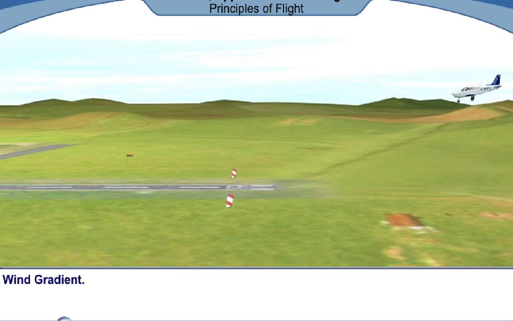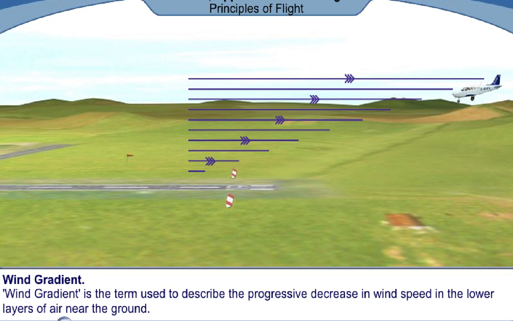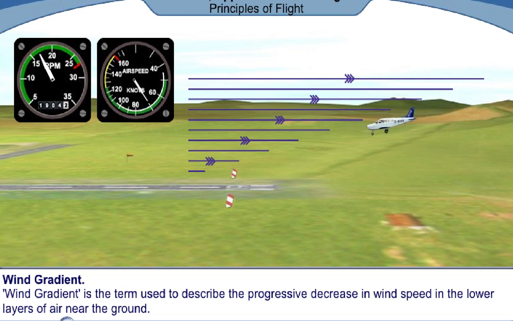In the circuit, the term wind gradient refers to the progressive decrease in wind speed in the lower layers of air near the ground. It's most pronounced when a strong wind is blowing over uneven ground surfaces. On your screen you can see this wind gradient represented by blue lines, which decrease in length as they get closer to the ground, indicating the decrease in wind speed just mentioned.